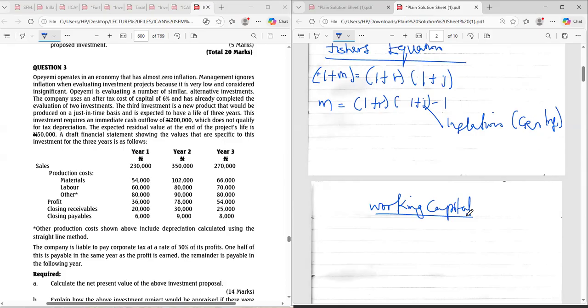All right, so working capital. Working capital is the funds that you use to finance your business. The extra money you give to your business to keep it up and running, to pay salaries, buy fuel, pay for logistics. They are all known as what? Working capital.